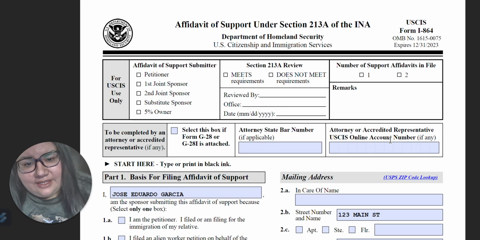Now, the Affidavit of Support, otherwise known as the Form I-864, is going to be included in almost every single applicant's adjustment of status packet. There are some instances where you are not required to submit this form. You can submit an alternative waiver form, but we'll go over that in a different video. We are going to go step by step with this form, as well as some different scenarios and how that differs in how you're going to fill out this form.